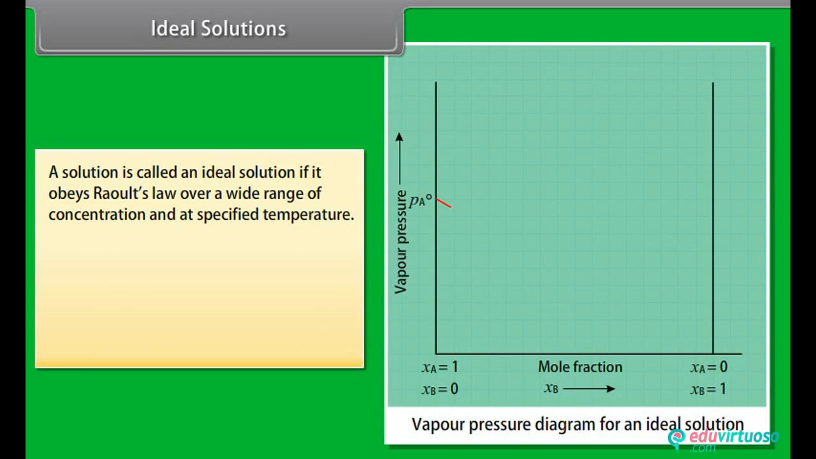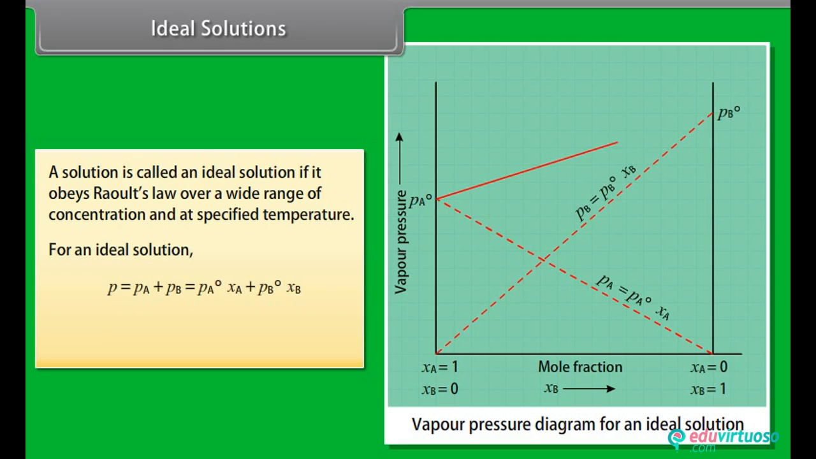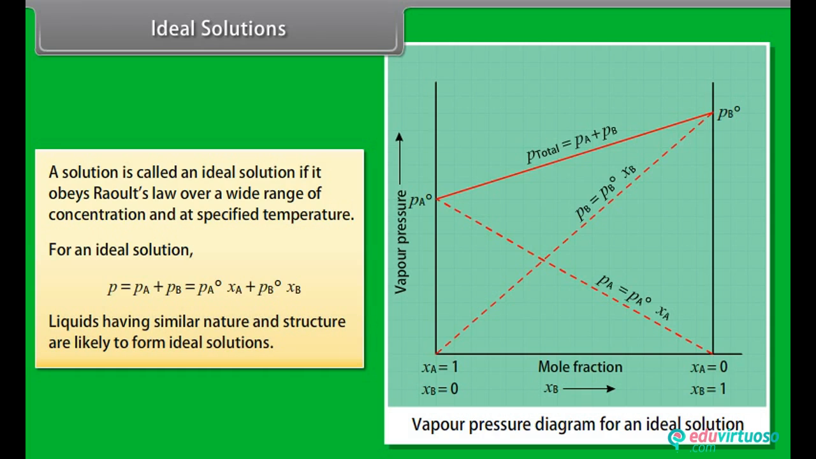Ideal solutions. A solution is called an ideal solution if it obeys Raoult's law over a wide range of concentration and at specified temperature. For an ideal solution, P = PA + PB. It can be written as P = P°A × XA + P°B × XB. Liquids having similar nature and structure are likely to form ideal solutions. For example, mixture of methanol and ethanol.